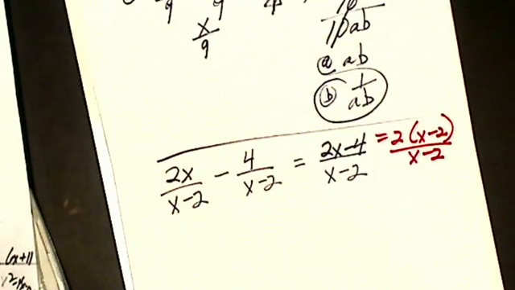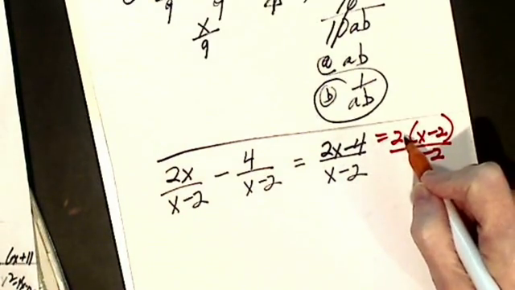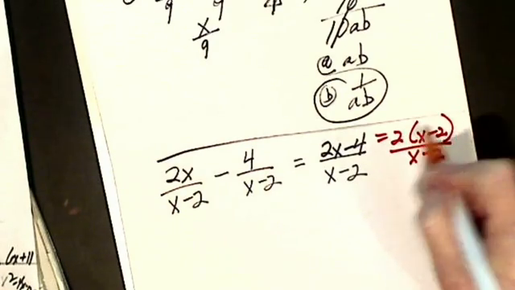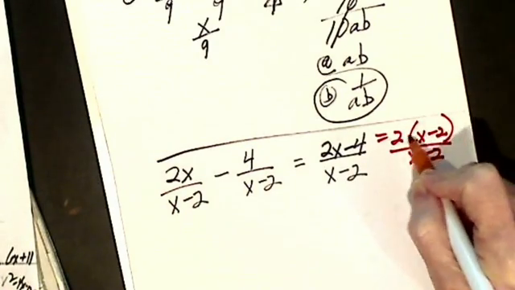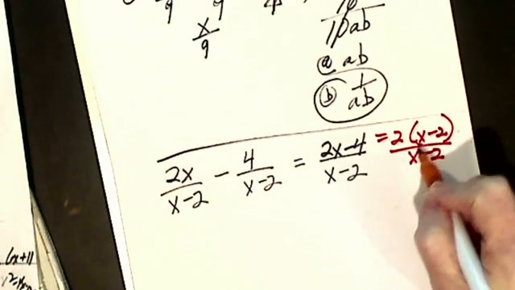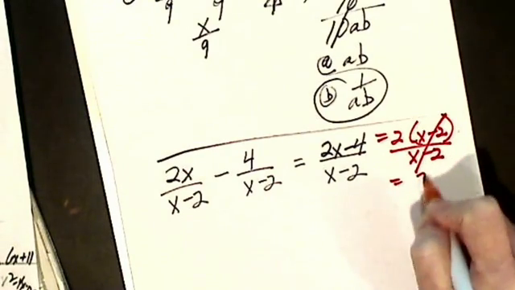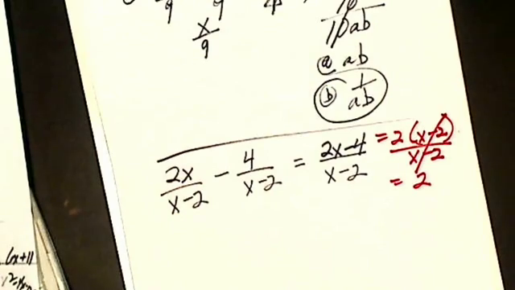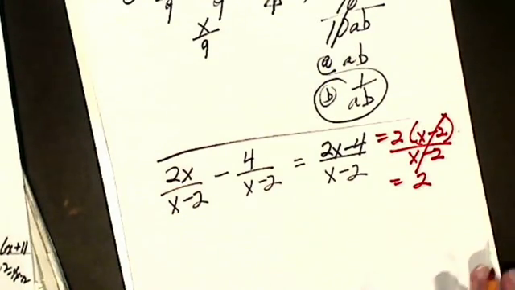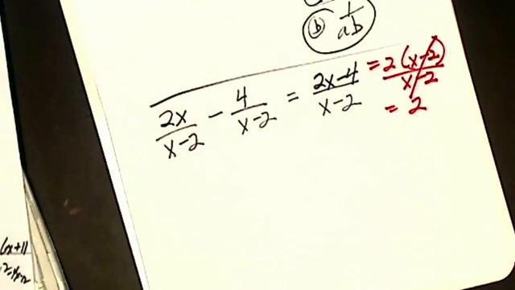Now, can I cancel my x minus 2's? I ask the same question. Are they factors or terms? This is a times. That means this is a factor. This is stuck like glue as a factor all into itself. So I can cancel the x minus 2's. So my answer is going to be 2. All right, now this is just like the first one we're doing. We'll do a couple more.